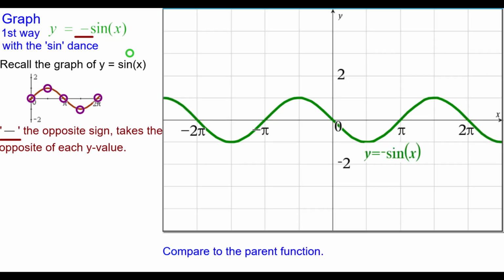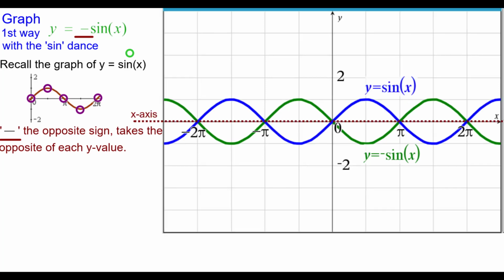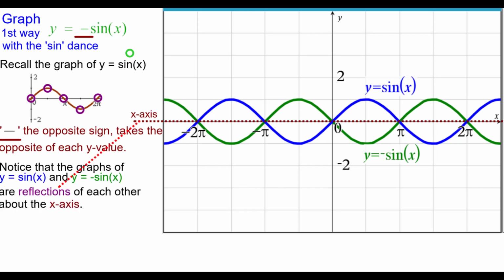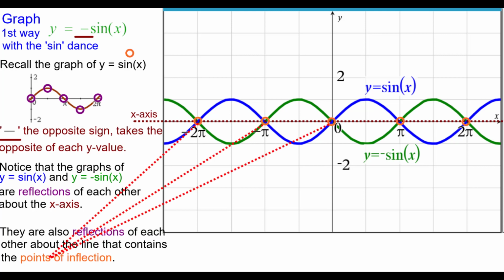Comparing that to the parent function, this is y equals the opposite of the sine of x. In blue, here's y equals the sine of x. We also put a dashed line at the x-axis because, as you can see, these two graphs are reflections of each other about the x-axis, mirror images, if you will. They are also reflections of each other about the line that contains the points of inflection, because that x-axis in this case contains the points of inflection for both graphs.